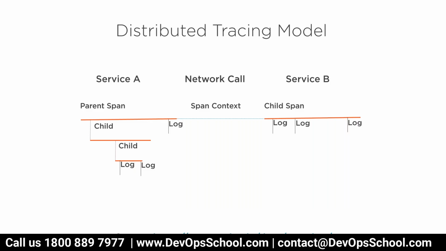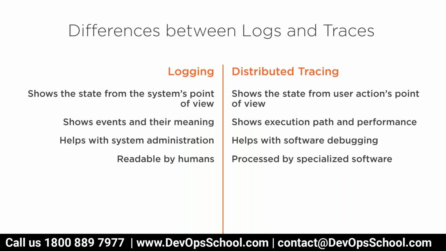So this is some of the distributed tracing model. I'll just skip it. What is the difference between logging and distributed tracing? I think more or less we understand. Logging shows the state from the system's point of view, whereas distributed tracing shows the state from the user action point of view. You understand this? So logging shows events and their meanings, whereas distributed tracing shows execution path and the performances.